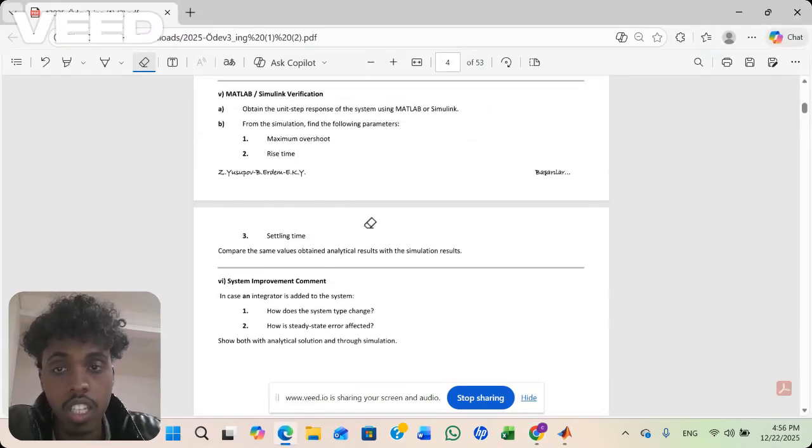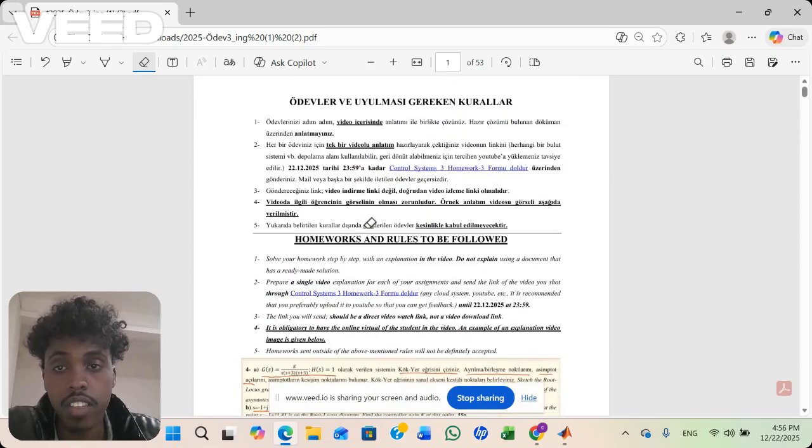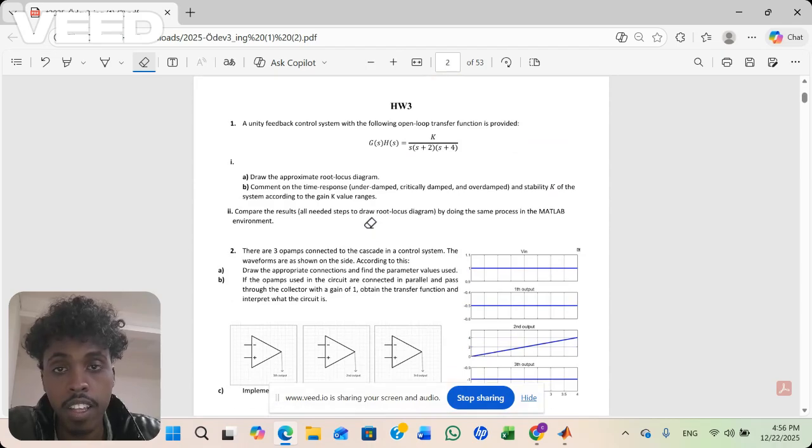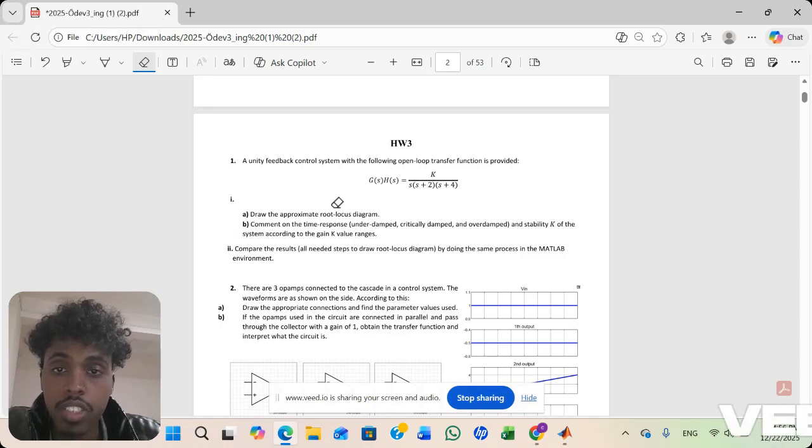This is the solution I want to show. The first question: a unity feedback control system with the following open loop transfer function. I want to solve this one.